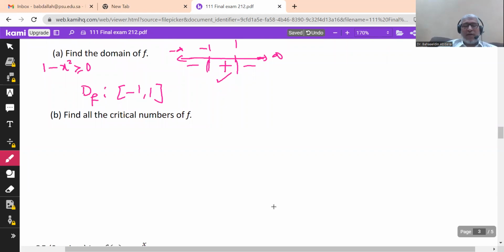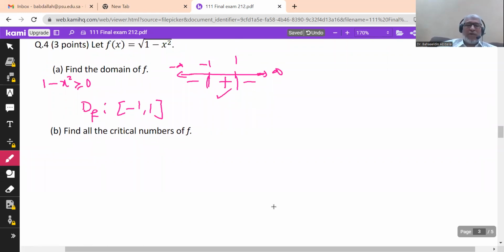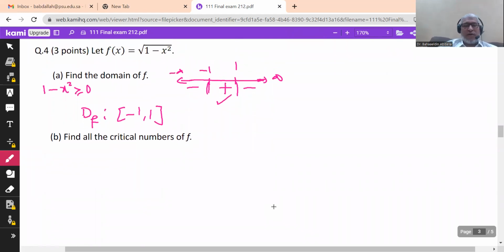Find all critical numbers of f. To find the critical numbers, I need to find the derivative. This is a square root, so the derivative is 1 over 2 times the square root, times the derivative of 1 minus x squared, which is negative 2x. Cancel 2 with 2, and this would be the derivative.